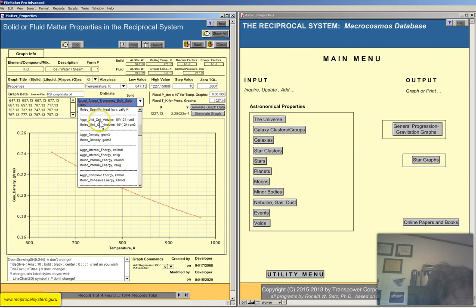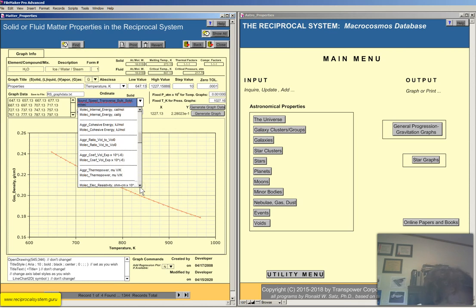I'm not going to read all these, but aggregate molecular density, internal energy, aggregate and molecular. I mean, you're not going to find this in quantum mechanics. It's impossible. The reciprocal system completely and utterly supersedes every other theory.